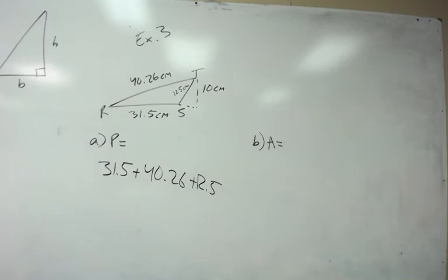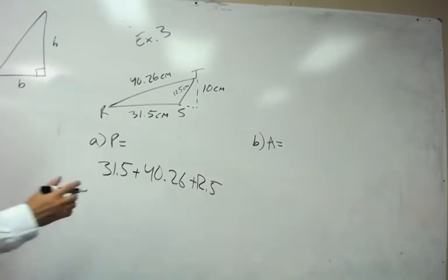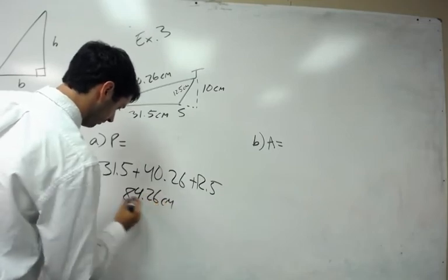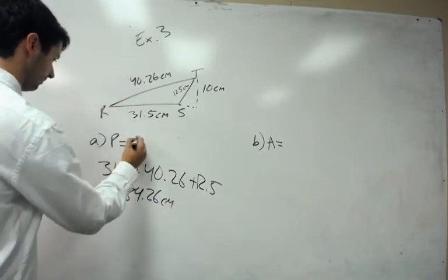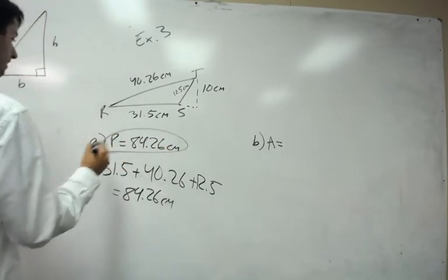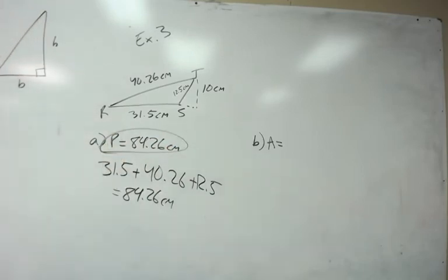side of the triangle. And if you add that up, I'll just do it in a calculator real quick. If you add that up, it would be 84.26 centimeters for your perimeter. Always remember your measurement. And so that would be your perimeter.